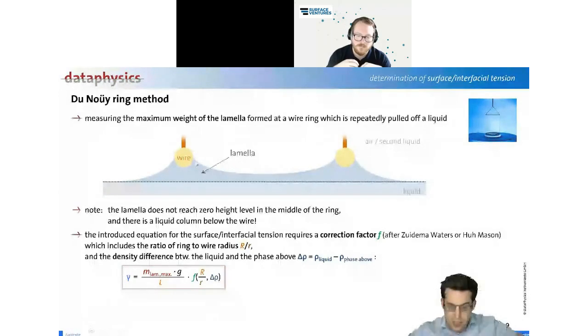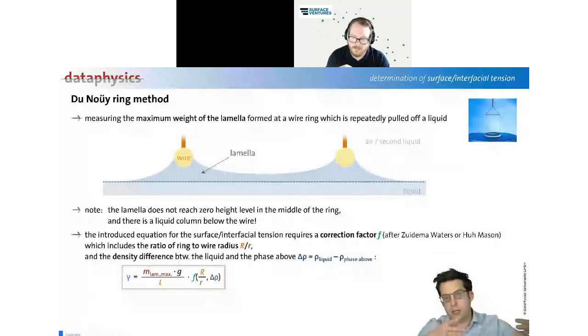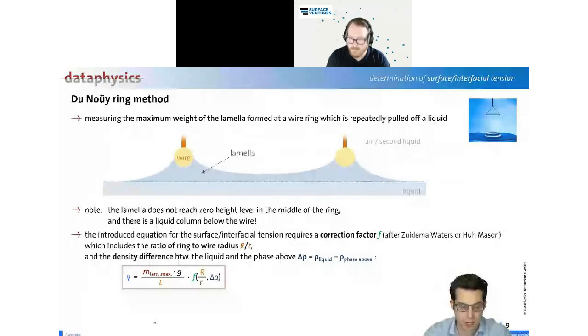If the ring is big enough, they don't feel each other anymore, and then this would not be needed. But you do not want to measure in a very, very big beaker using huge amounts. So people have agreed on using this kind of correction factor and using fairly small rings with around 2 centimeter diameter. Okay, so yeah, this is the equation.